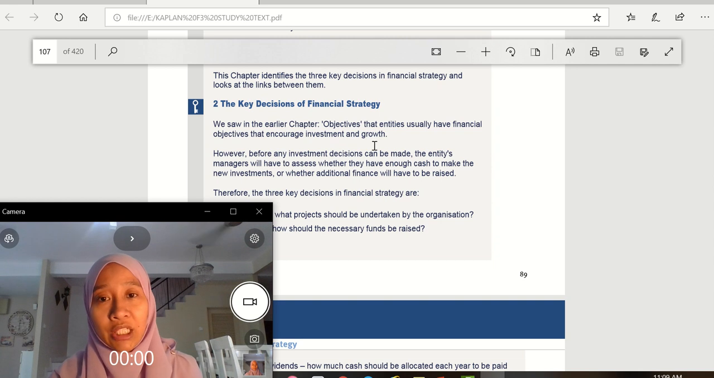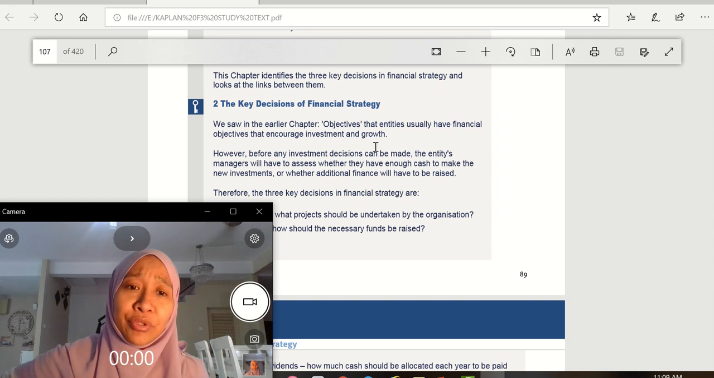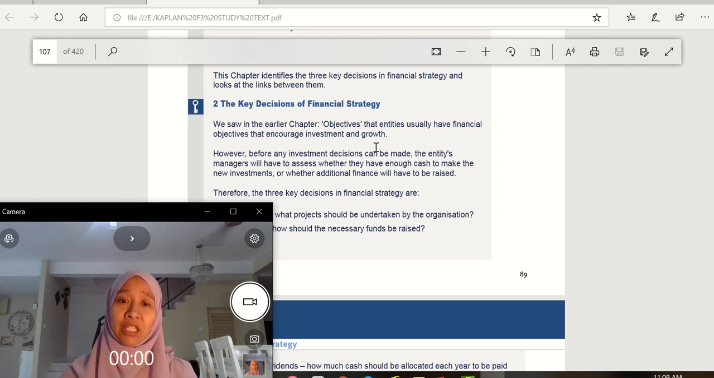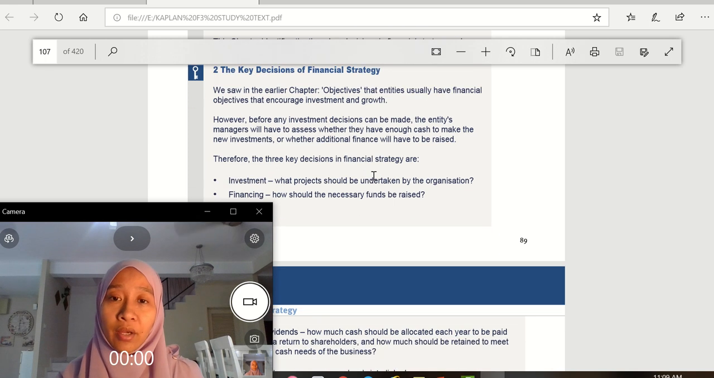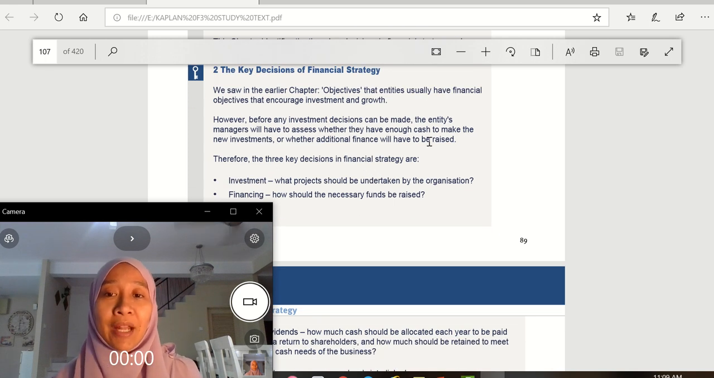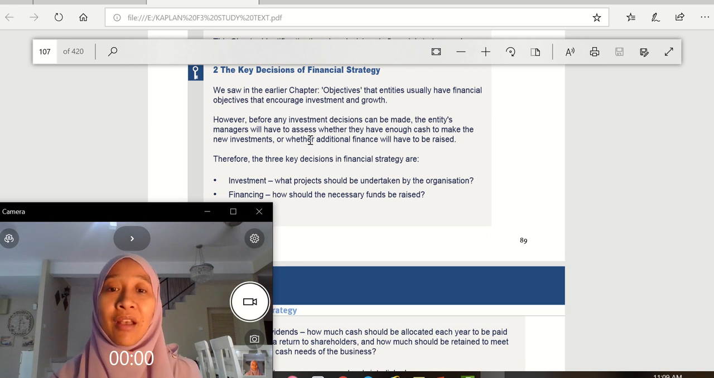We saw in the earlier chapter objective that entities usually have financial objectives that encourage investment and growth. However, before any investment decision can be made, the entity's managers will have to assess whether they have enough cash to make a new investment or whether additional finance will need to be raised. Maybe next year you have a new project coming in and you don't have enough cash, and you also need to pay dividends to your shareholders. That's why sometimes you need to take in more cash.